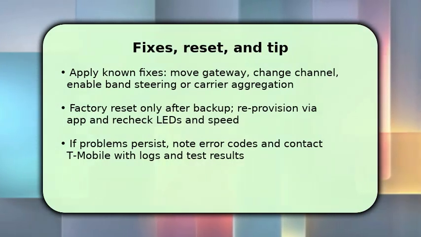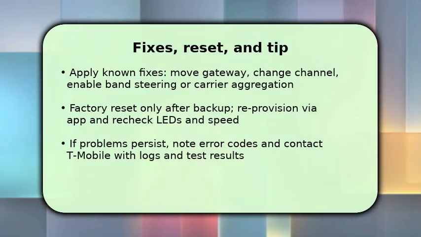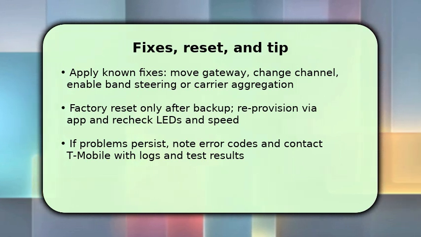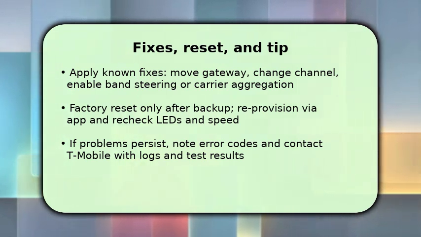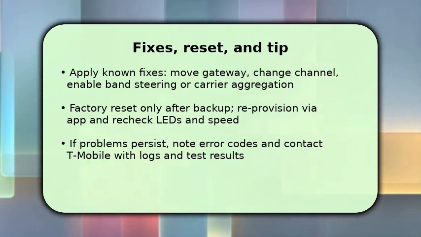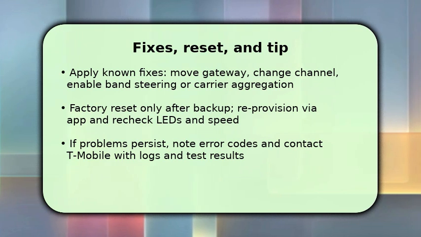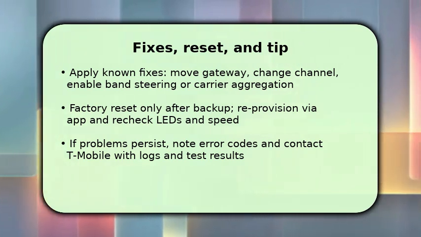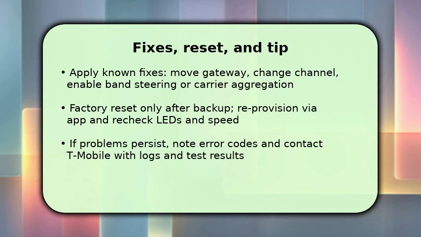Reposition the gateway, change placement or antenna orientation, enable band steering or carrier aggregation in settings to improve throughput. If nothing improves, backup settings and perform a factory reset, then reprovision through the app and recheck LEDs and speeds to confirm resolution.